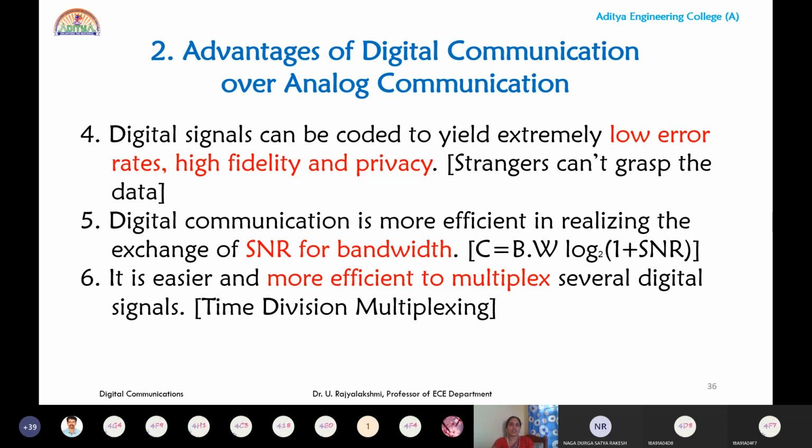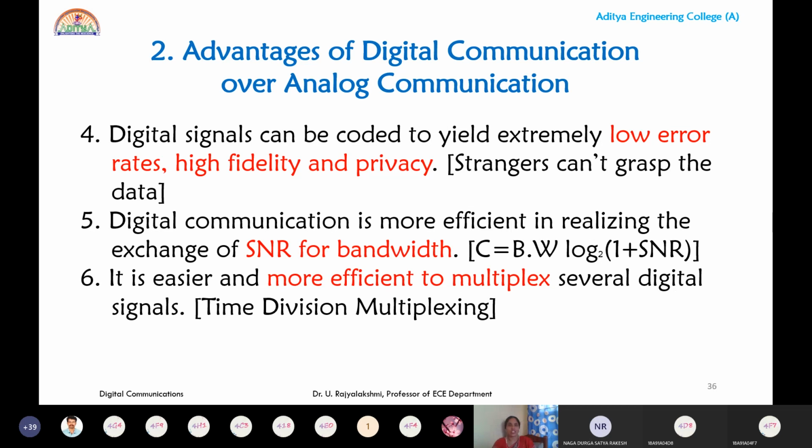Okay, and please go through the fourth point. Digital signals can be coded to yield extremely low error rates. Why low error rates? Because we have channel encoders. So even though there are bit errors, they can be detected and corrected by using channel encoders. High fidelity, because it's highly flexible, and its magnitude is constant throughout the particular interval. If the magnitude level is 1, it remains the same throughout the particular sample. If it is 0, it remains the same. So there are no variations.